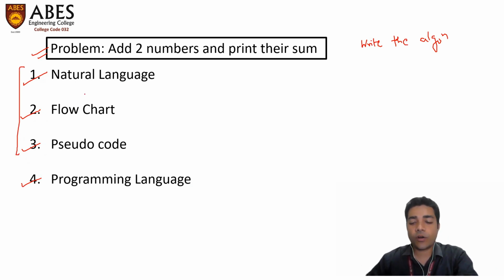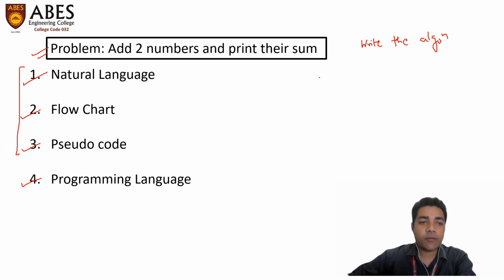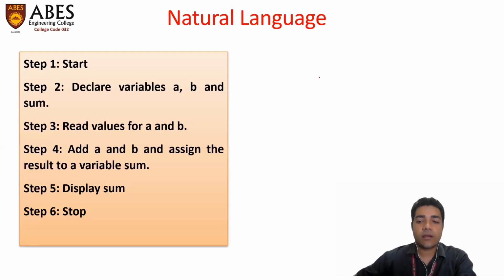So how to write this problem, add two numbers and print their sum, in natural language? Natural language is the language which is natural to you, or your mother tongue, you can say. So let us say I'm an Indian, but let me just assume my mother tongue is English. So I'm just writing, okay, let me start.